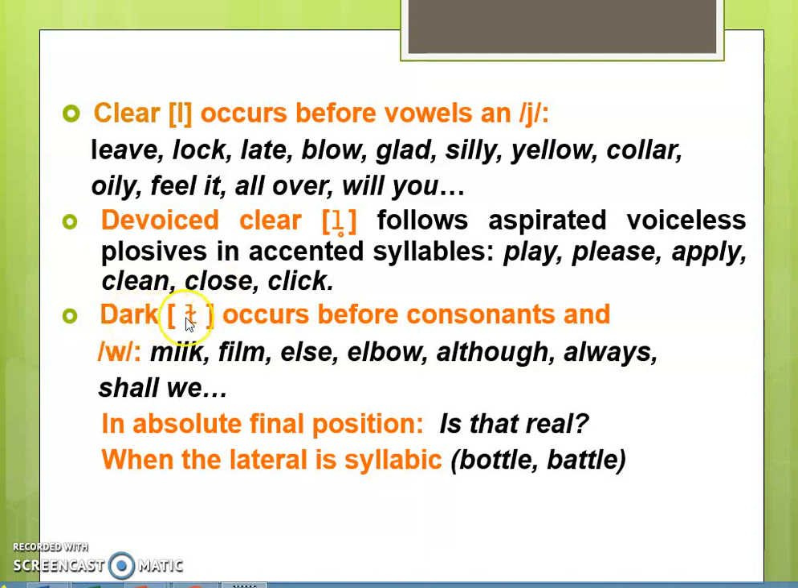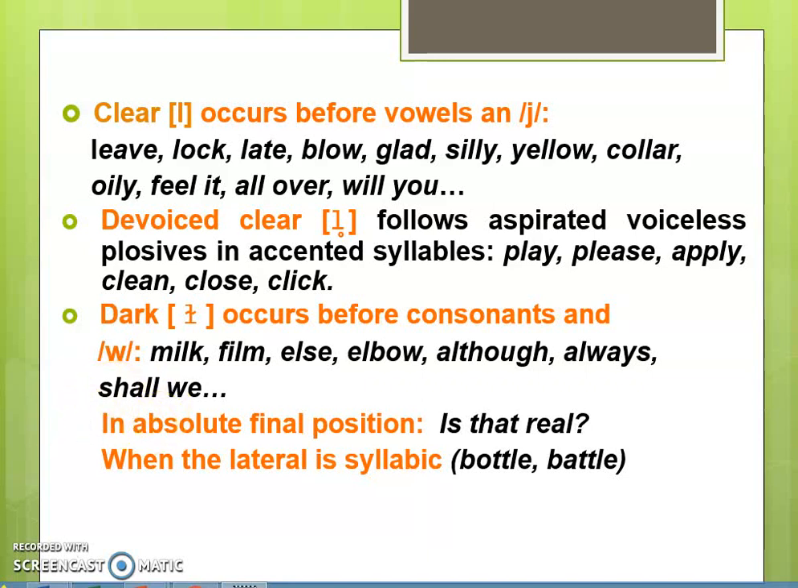And the dark allophone occurs before consonants and w. For example, milk, film, else, elbow, although, always, shall we at word boundary before w. So it's dark. It resonates like a back vowel.